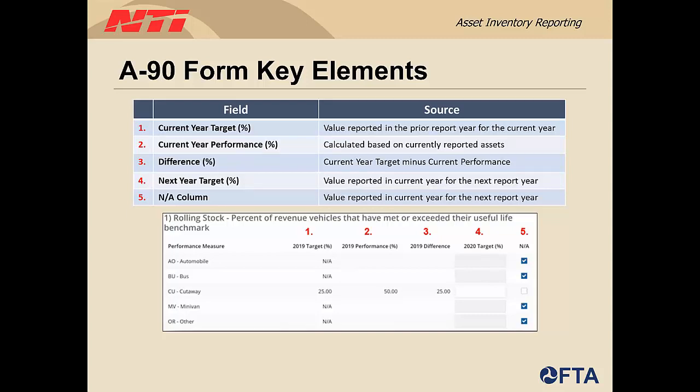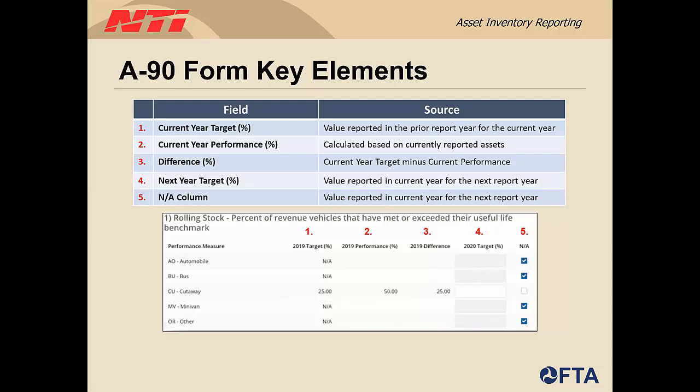The current year target will populate based on what your agency reported in the previous NTD report year. Since the A90 form looks ahead, agencies will report targets for the upcoming fiscal year. The current target is actually going to be the target set from the previous NTD report year.